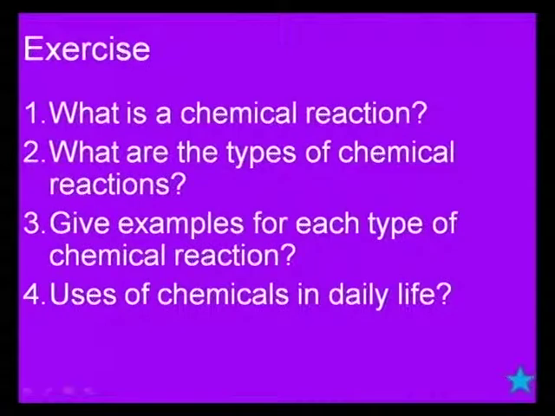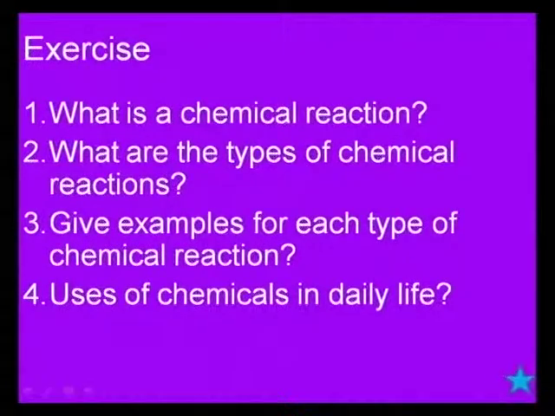So, let us do the exercise. What is a chemical reaction? A chemical reaction is one in which the atoms are neither created nor destroyed. What are the types of chemical reaction? Good answer. There are 4 types of chemical reaction. First one is chemical combination, second one is chemical decomposition, third one is chemical displacement reaction, and fourth one is chemical double displacement reaction.